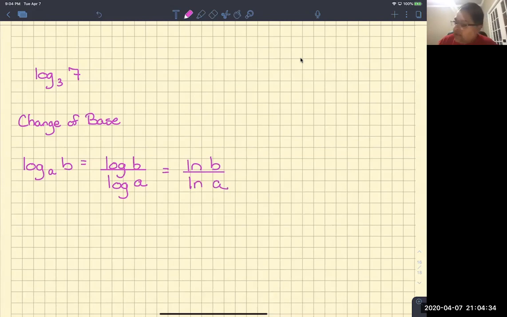All right. So back to our original example, log base 3 of 7 can be estimated to be the common log of 7 over the common log of 3, or you can also say the natural log of 7 over the natural log of 3. And you can enter these fractions into your calculator and get an estimate of log base 3 of 7.